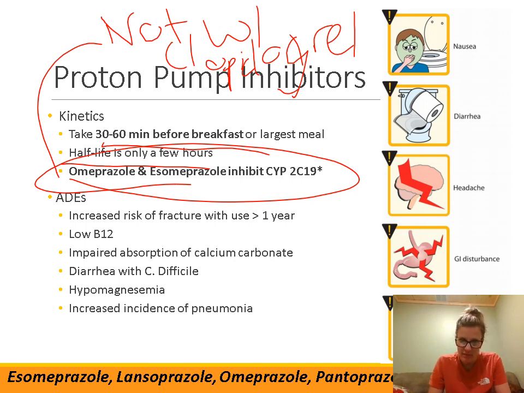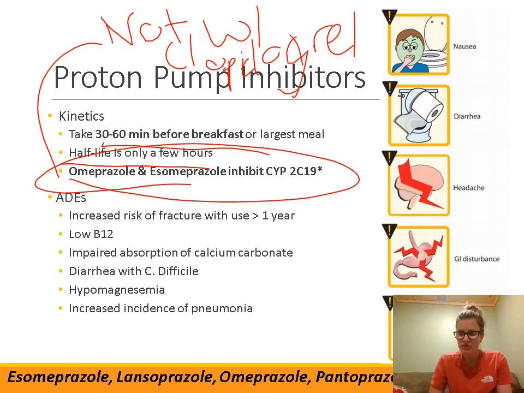It's activated by CYP2C19. So if you give clopidogrel with omeprazole or esomeprazole, the clopidogrel will never be activated and it won't work and the patient's going to start forming clots. And there's no easy way for us to monitor that until they actually throw a clot. So do not combine omeprazole or esomeprazole with clopidogrel.